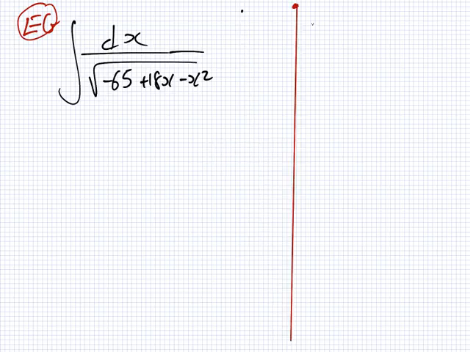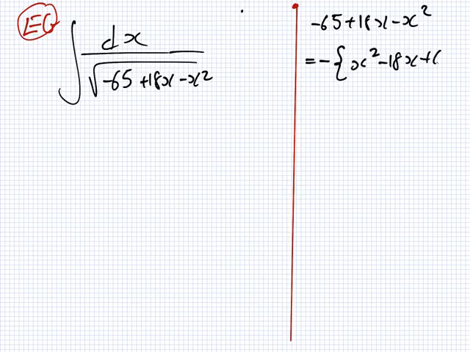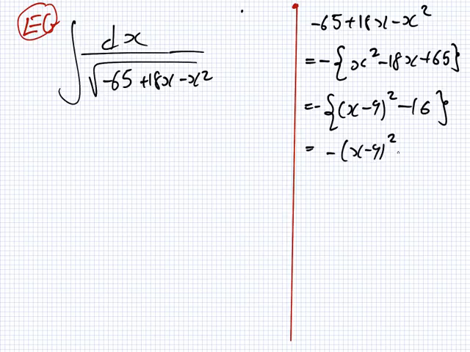So we know that minus 65 plus 18x minus x squared can be written as minus, bracket, x squared minus 18x plus 65, which is equal to minus, bracket, x minus 9 squared, and then, let me see, that's 81, but I need 65, so I think I need to subtract 16 here. Okay, and if I put the minus back in, that would be minus x minus 9 squared plus 16, which is 16 minus x minus 9 squared.